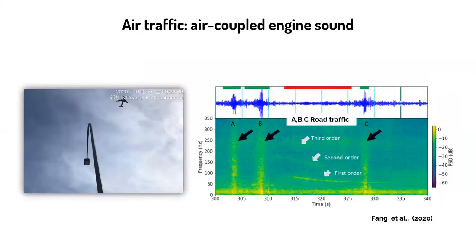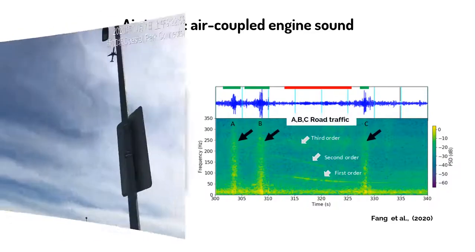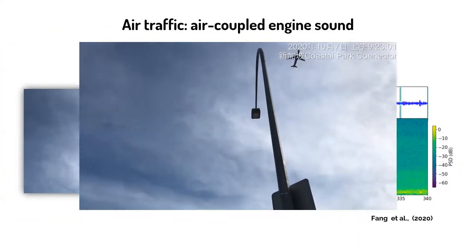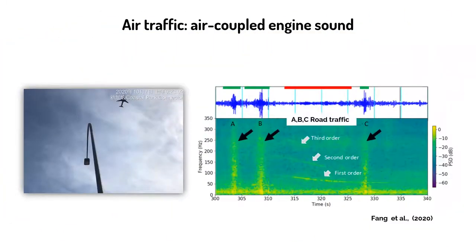We can also observe the signal from an airplane. The airplane signal is transmitted in air from the engine to the ground, and then converted to very small ground motion that is very small compared to the road traffic signal. However, it is clearly identified on the spectrogram as three orders of harmonics.